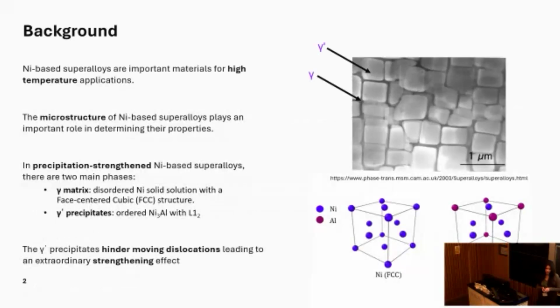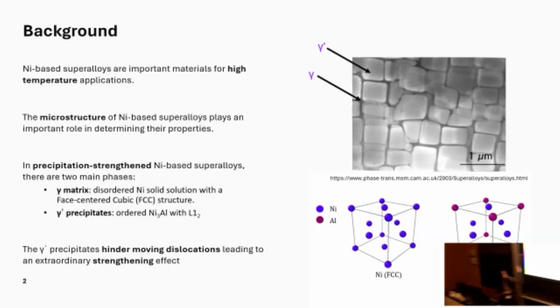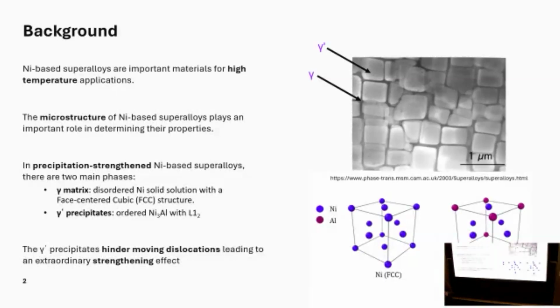So a very quick intro to nickel-based superalloys. They're typically used in high temperature applications, and this is because they exhibit high strength at high temperatures. They also exhibit a lot of interesting properties, which stem primarily from their microstructures. So we're specifically interested in these precipitation strengthened nickel-based superalloys.